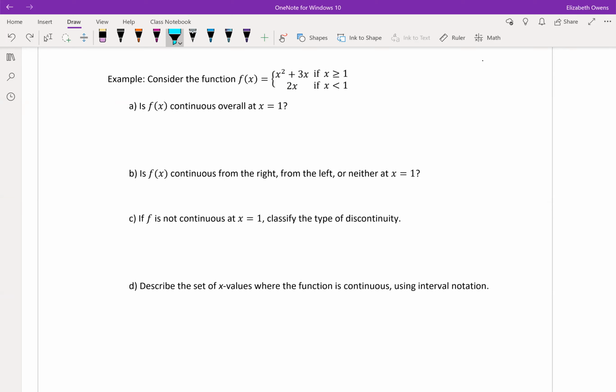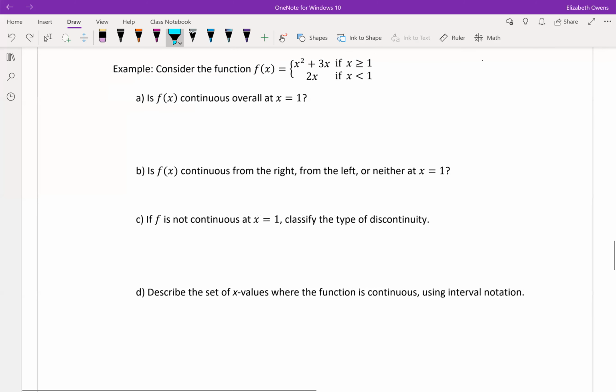We could look at this with a graph, but we're going to try doing this algebraically, see if we can do it just knowing the properties and definitions of different types of continuity and discontinuity, rather than always having to go draw a graph. Remember our definitions for continuity overall, being continuous at a point, being continuous from the right, being continuous from the left. All of this depends on the function value and limits.